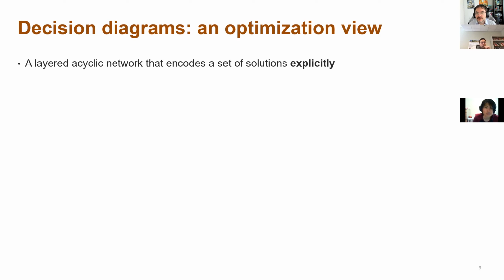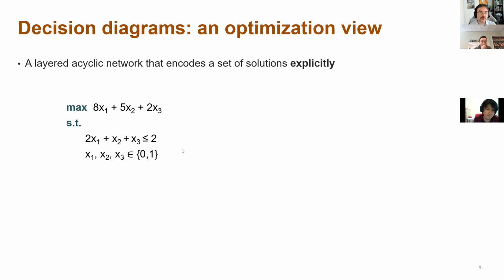A decision diagram is going to be a layered, acyclic network that gives you a set of solutions explicitly. We're going to have an explicit representation of the problem as opposed to an implicit representation. An implicit representation is when you write the math, right? You are not looking at the solutions. Solutions are implied by that polyhedron or that system of equalities or inequalities. Here, we can actually look at the solutions when we represent them explicitly, okay?